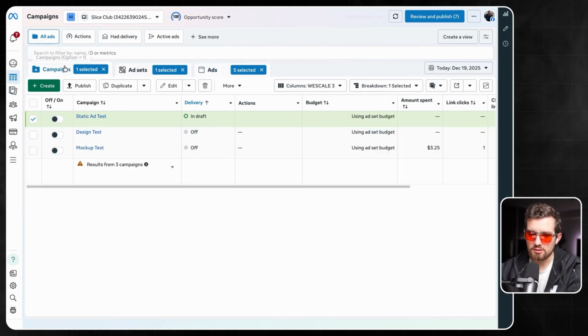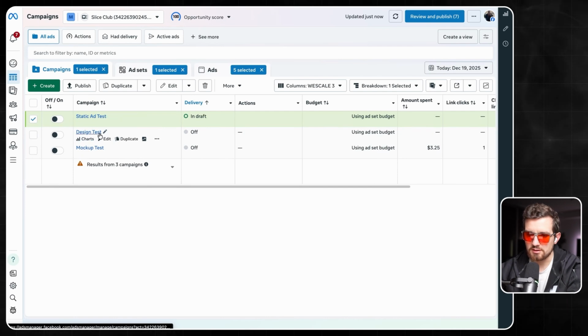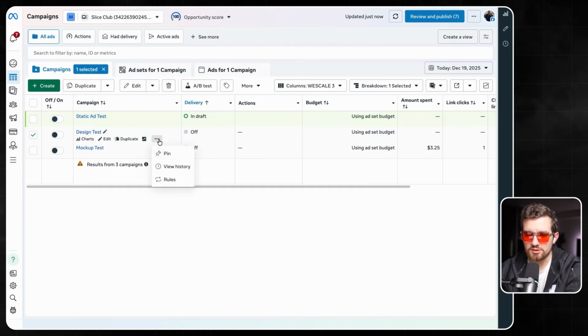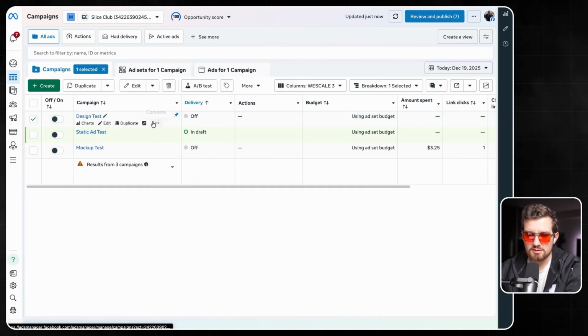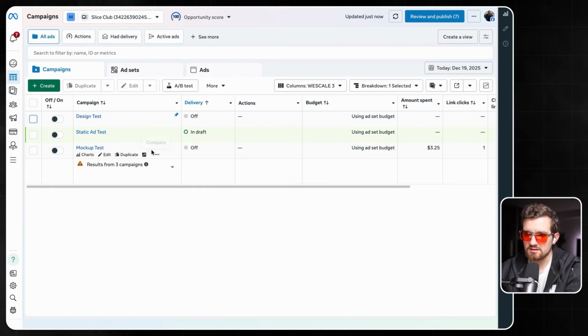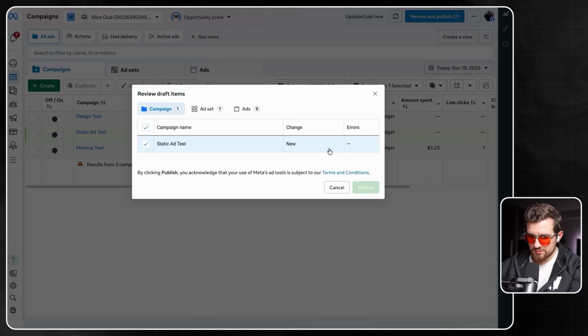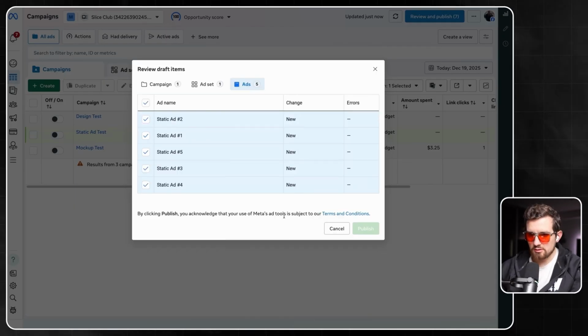Yeah, now we have our static ad set next to our catalog ad. And as a side note, you can feel free to rename these to whatever you like. You can even, for bonus points, pin your favorite campaign. There you go. Lots of fun stuff here inside of Meta Ads. Then you just click publish. Show me an error. I dare you.